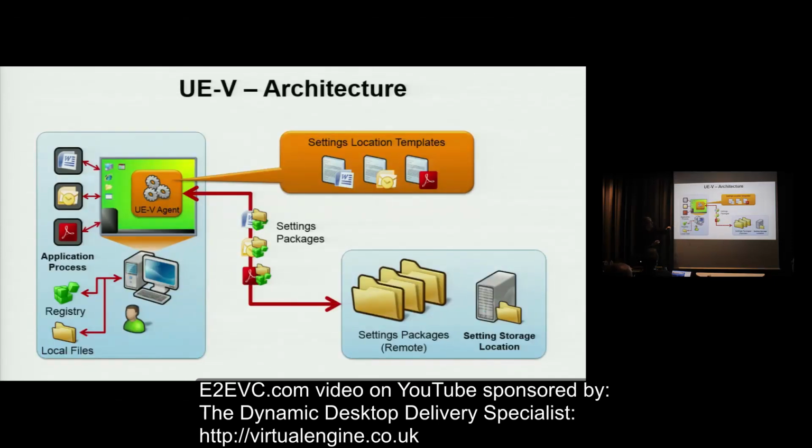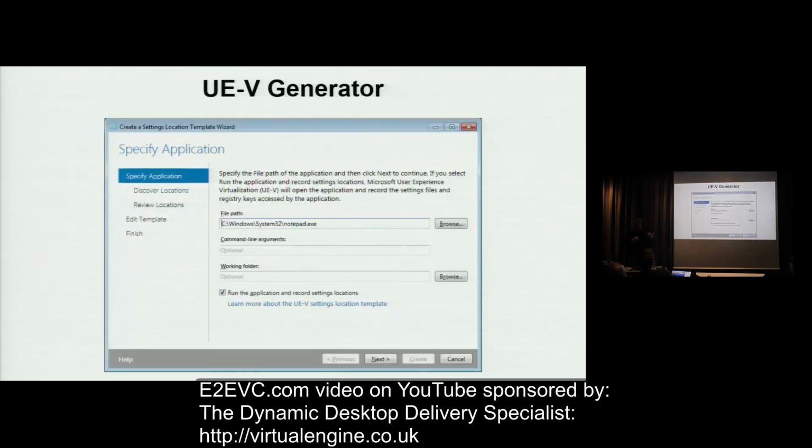Here's an overview of the architecture. They have an agent, because you need an agent that finds out when applications are launched and terminated. It talks to the registry and the file system. Here are those packages and the settings that are located on a file share. It writes to those packages on application termination and log off, and it reads from them on log on and on application launch, depending on what you configure. Not very complicated. Here is the UEV generator that helps you to create those templates. So this is how it works.